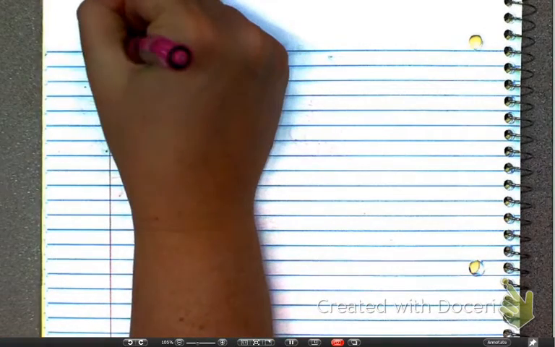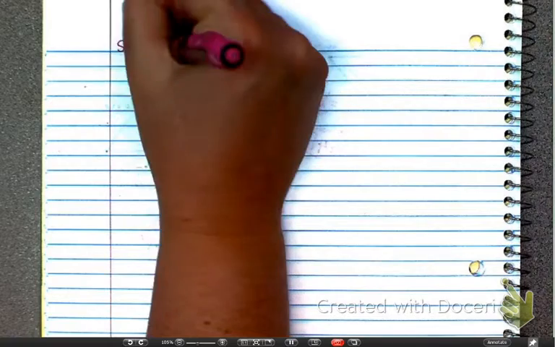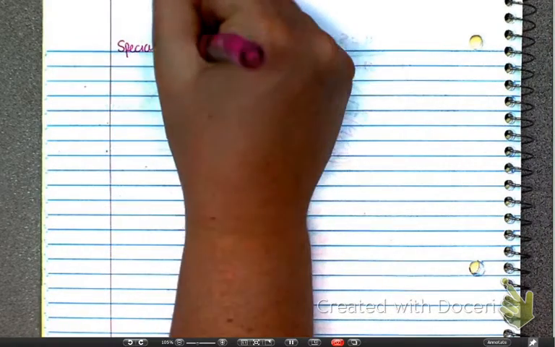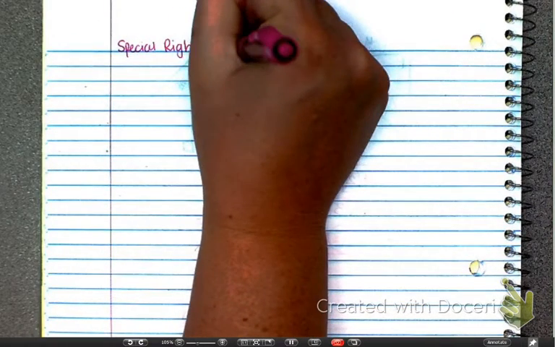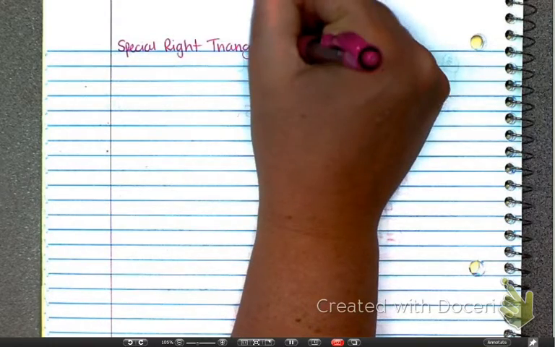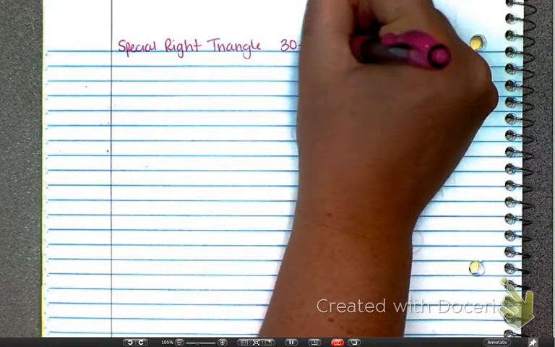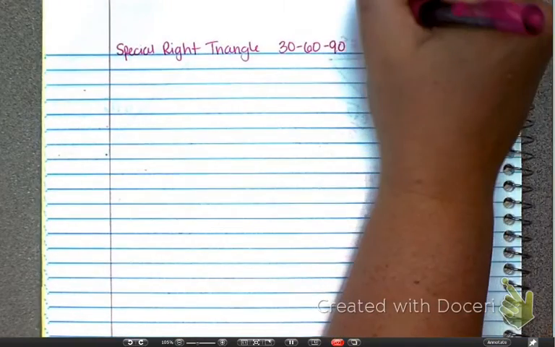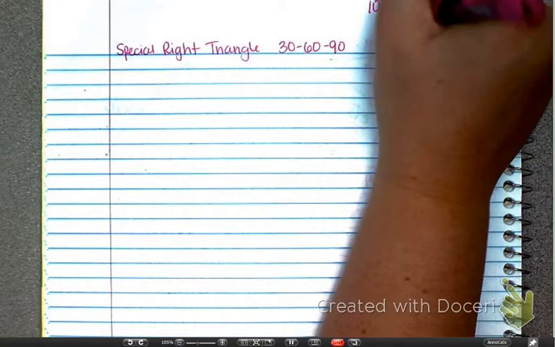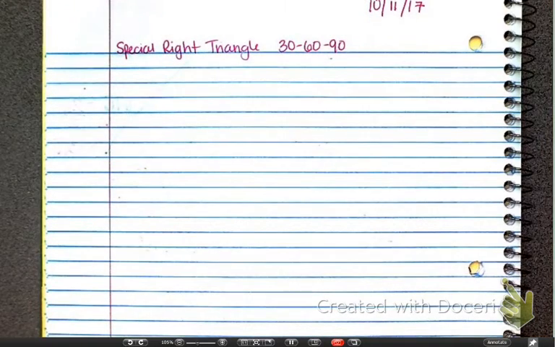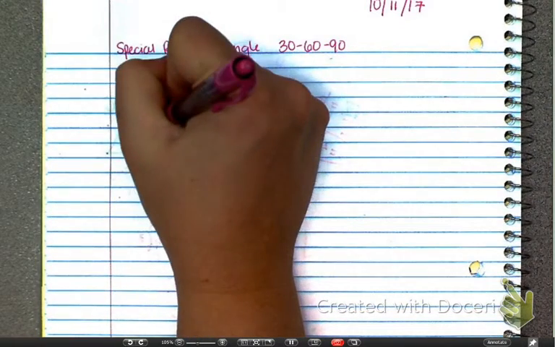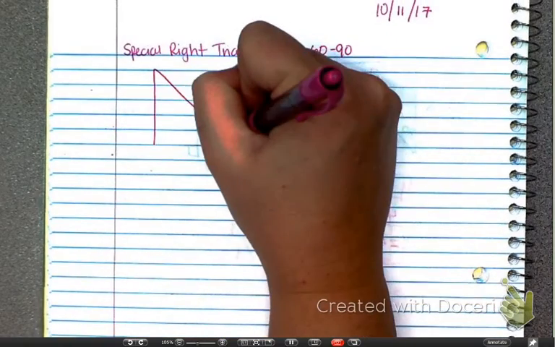Okay, we are continuing with special right triangles, but we are looking at 30, 60, 90 degree triangles instead today. Okay, we're still on special right triangles. So let's start off by drawing our right triangle.